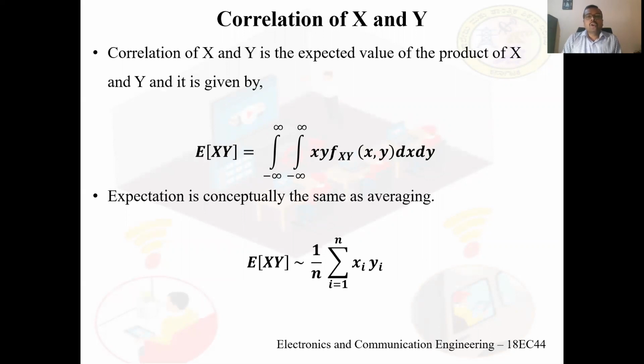Now we'll see correlation of random variable x and y. What is the correlation of x and y? The correlation of random variable x and y is the expected value of the product of x and y, and it is given by EXY, the expected correlation of x and y. EXY is equal to integration minus infinity to infinity, integration minus infinity to infinity, xy, fxy, x comma y, dx, dy. Here, when I say expectation, it is conceptually same as what? Averaging.